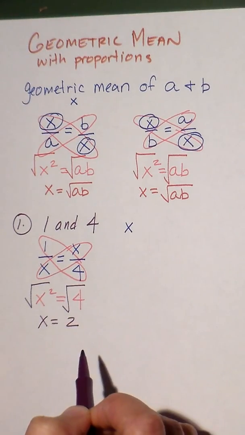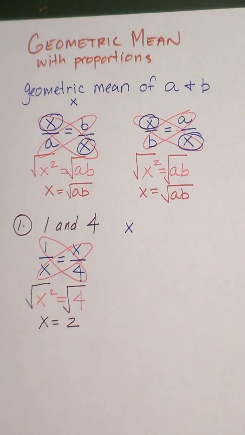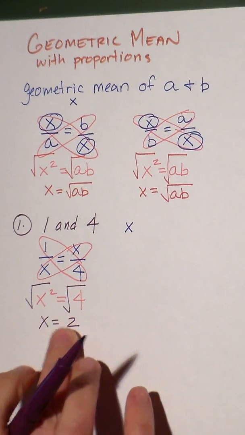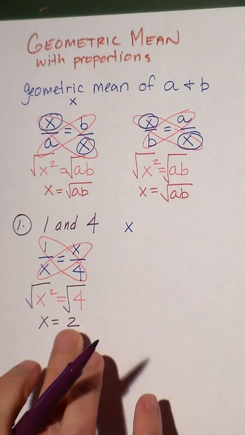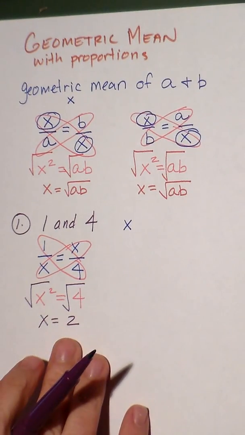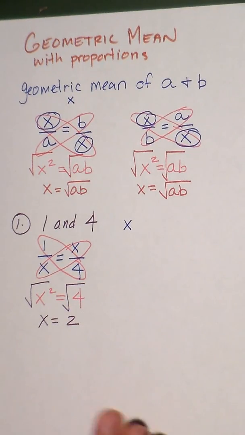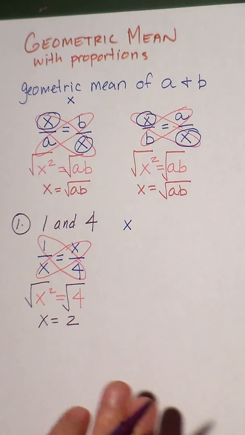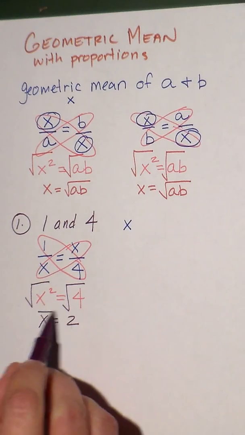2. Now, if you want to get really technical, you could say positive or negative 2, but for our purposes right now, we're going to say only positive 2, because what we're going to end up doing ultimately is we're going to use this geometric mean as an altitude or the length of a side of a triangle, and length is not negative. So we're going to use the positive.